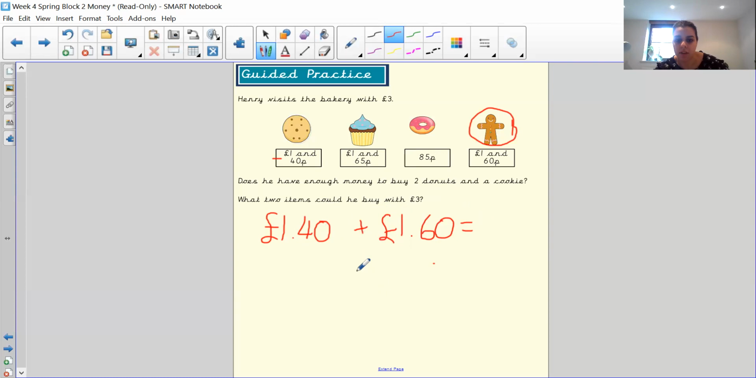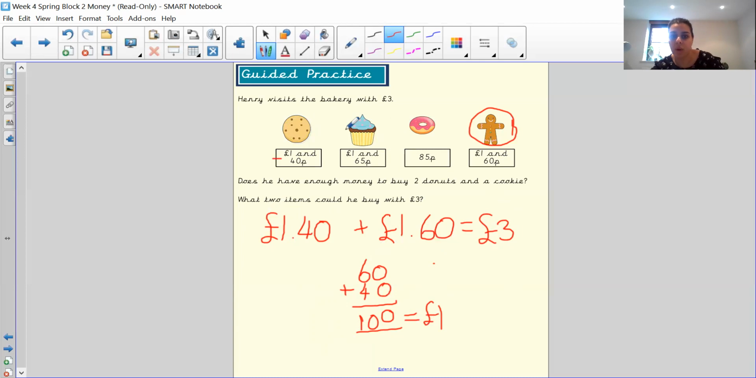And I'm going to add my pence together. So if I add 60p, add 40p, 0 and 0 is 0. 6 and 4, because I know my number bonds, is 10. It's exactly 100, which is the same as £1. So I already had a pound here, that's £1. I already had a pound here, that's £2, and then I've added my pence together, that's another pound. So my total is exactly £3, and that's how you can do it.